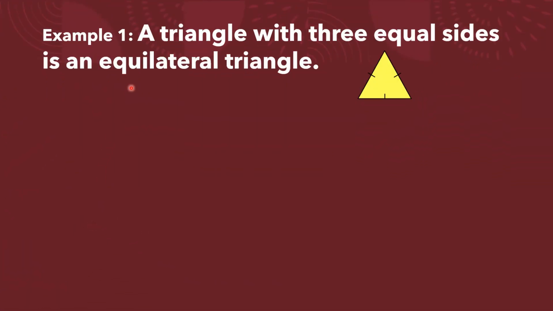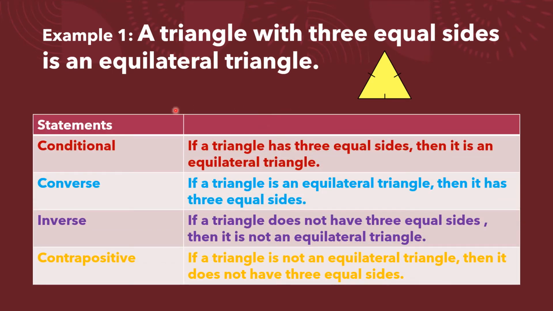Let's take a look at this example. We have here a general statement. A triangle with 3 equal sides is an equilateral triangle. Now let's form the 4 statements. Out of this general statement, we can have the conditional or the if-then statement. So we can form, if a triangle has 3 equal sides, then it is an equilateral triangle. So this is an if-then statement. So if P, then Q.